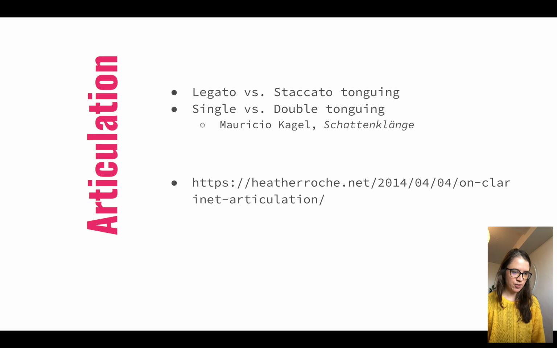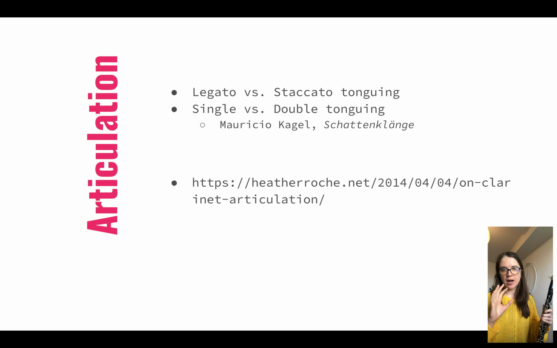Okay, so let's move on to articulation. The first basic thing: legato versus staccato tonguing. Basically, if you don't write anything, if you don't put a slur mark over, or if you put maybe tenuto, then you're going to get something more like this.